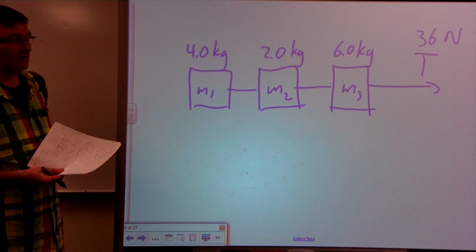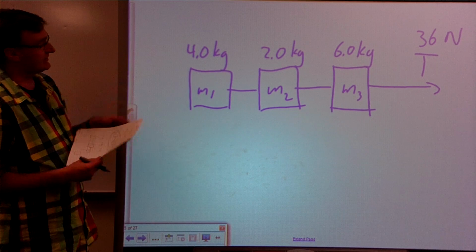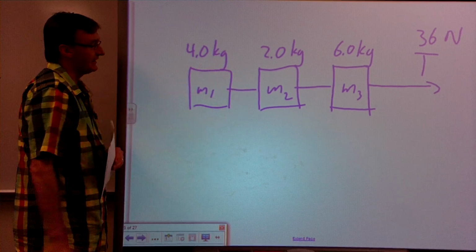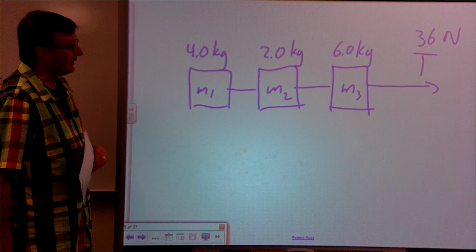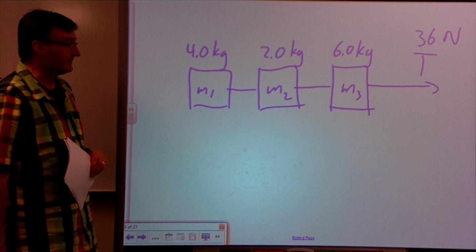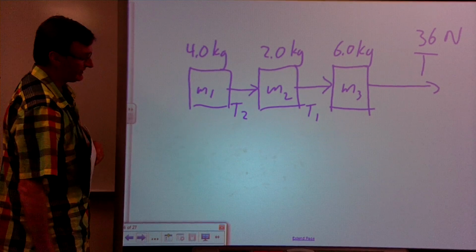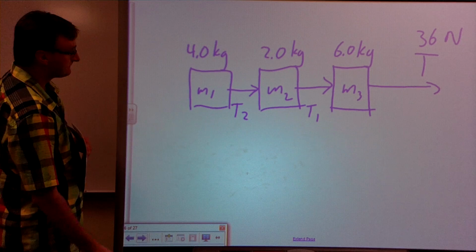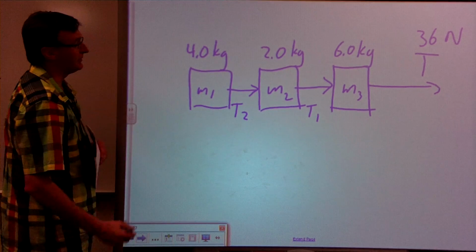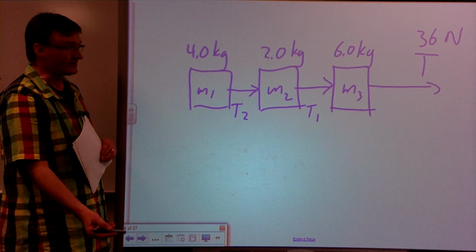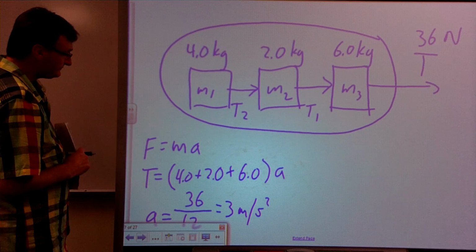Let's look at an example where we put some numbers in. As you can see, I've assigned some masses to the different objects here, and we'll figure out what the acceleration of the system is, as well as the tension of each of those strings in between, which we'll call T1 and T2. So we need to find the acceleration of the system, and T1 and T2. Let's see how we can do that.